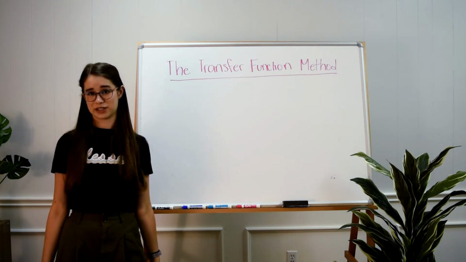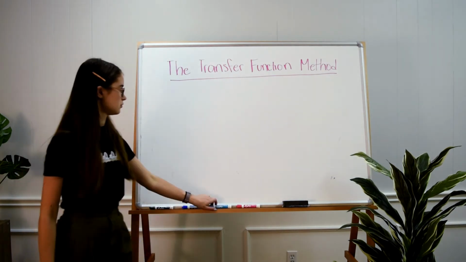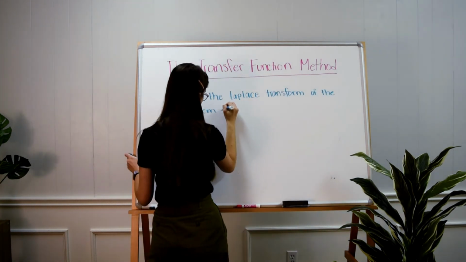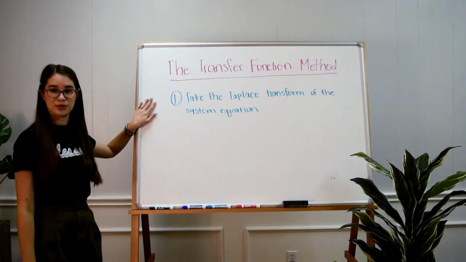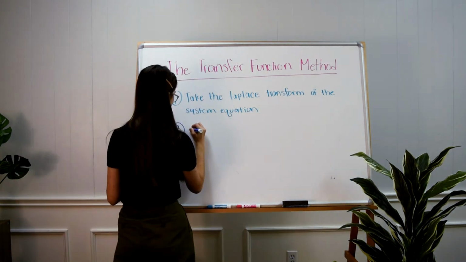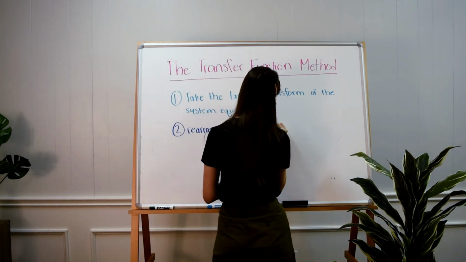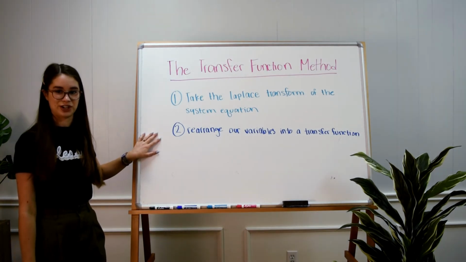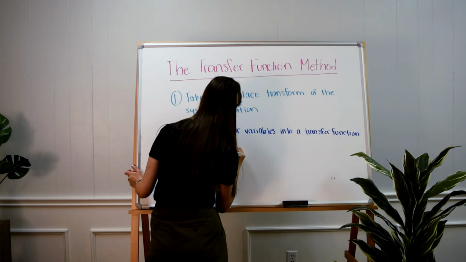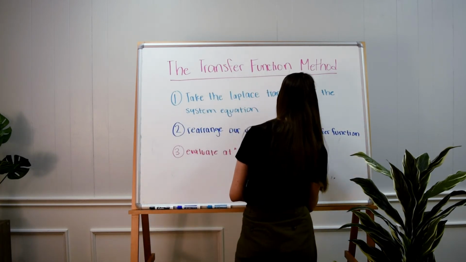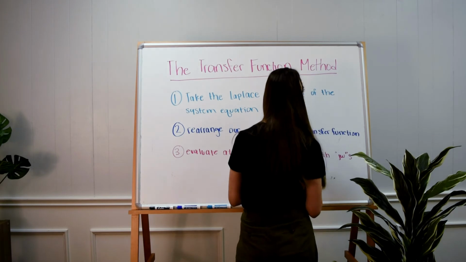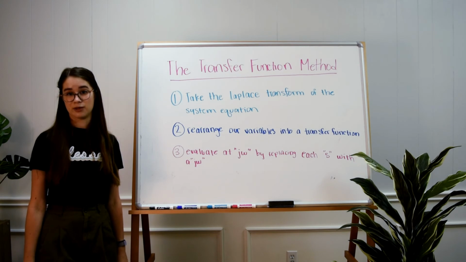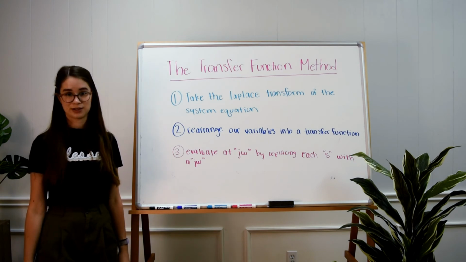So just to solidify all this in our brains, let's walk through the steps one more time. In step 1, we took the Laplace transform of our system equation. In step 2, we rearranged our variables to give us a transfer function. In step 3, we evaluated our transfer function at j omega by replacing all the s's with j omegas.